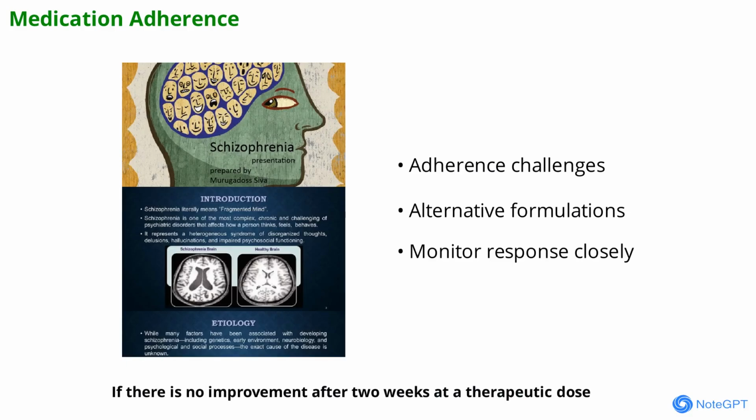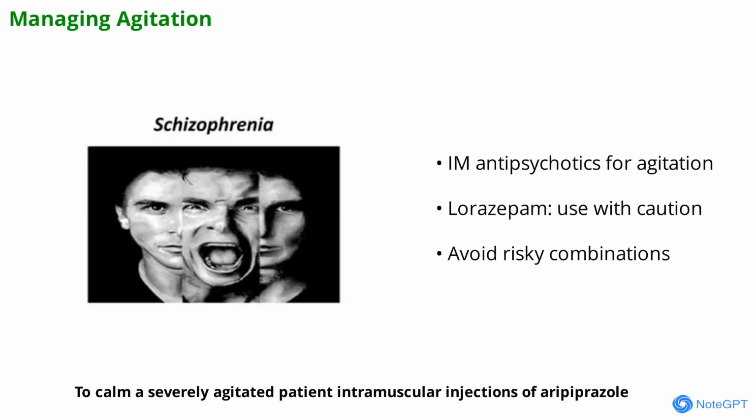If there is no improvement after 2 weeks at a therapeutic dose or only partial improvement after 8-12 weeks, it's time to consider the next stage of treatment. Larger doses are not always supported by evidence. Calm a severely agitated patient.